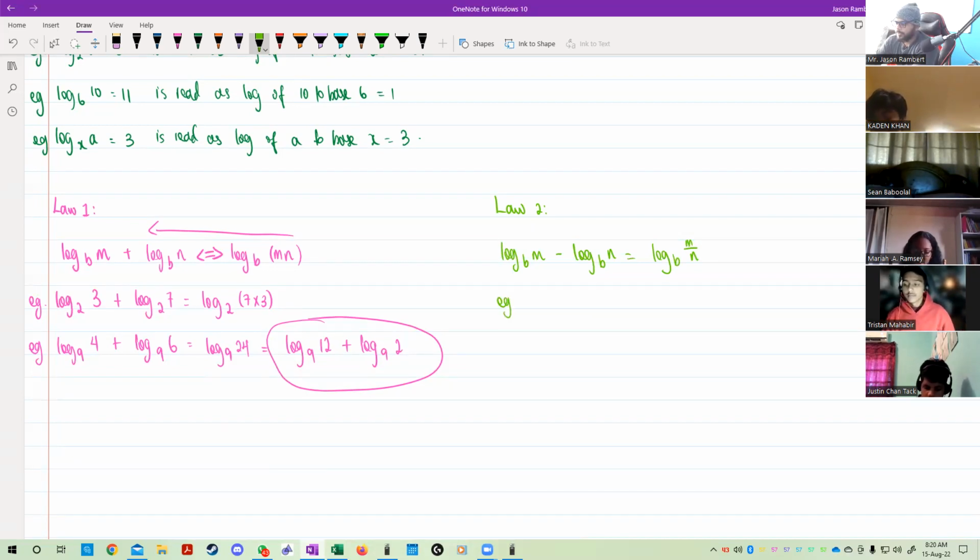For example, if I have, and I'll use nice numbers, log of 10 to base 3 minus log of 5 to base 3. This is log of 10 divided by 5 to base 3, which is log of 2 to base 3. Yeah?